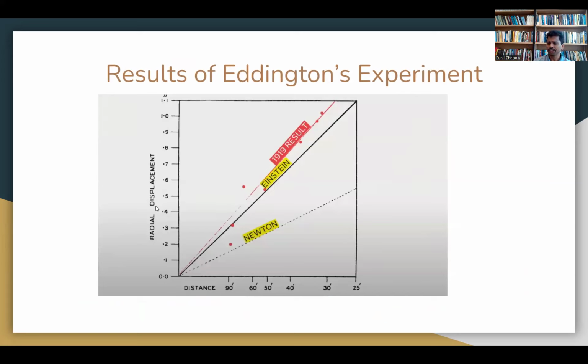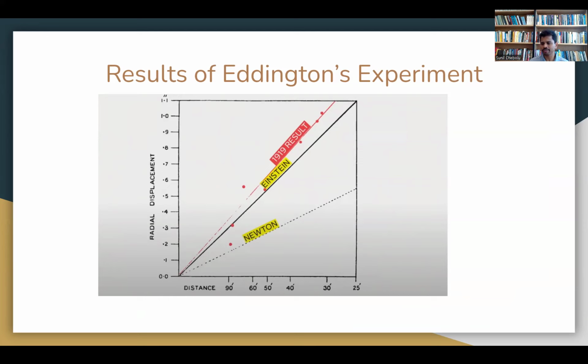So this is the radial shift of the various stars at various distances. And as you can see, the data obtained lines up very closely with Einstein's theory of relativity, and not Newton's theory of gravity. Okay, so Einstein's theory of gravity is a far superior model that explains gravity, that supersedes the Newtonian theory of gravity.